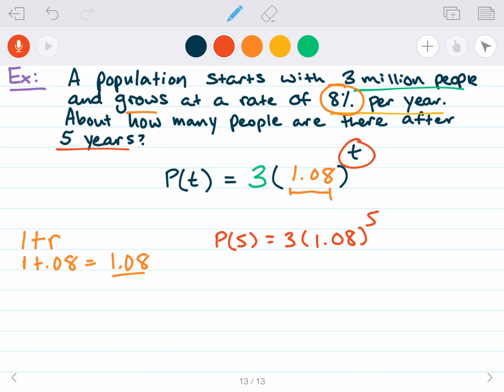Put this in our calculator. Times 3. And then we're going to round because obviously we can't have decimals. But let's just say this is about 4.4 million people.